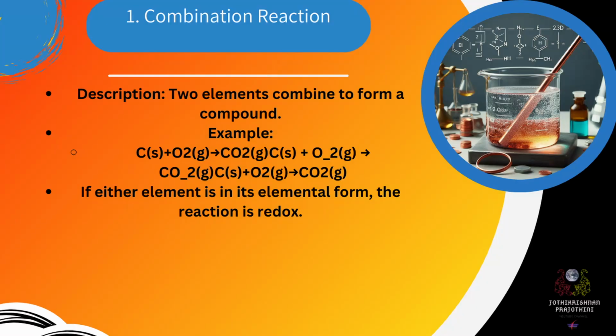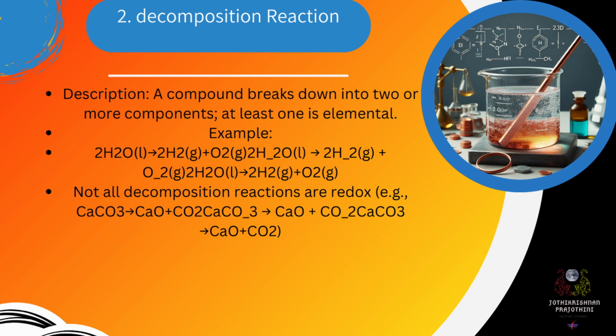Redox reactions fall into 4 main types. First is combination reaction. Here, two substances come together to form one new substance, and one or both reactants must be in their elemental form. Burning carbon to make carbon dioxide is an example of combination reaction. Next, decomposition reaction breaks down a compound into 2 or more parts with at least one being an element. Splitting of water into hydrogen and oxygen is an example of it.